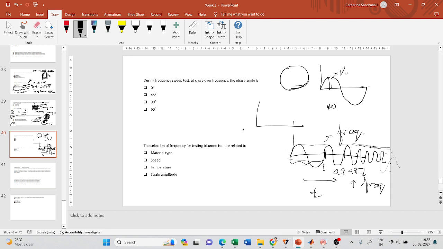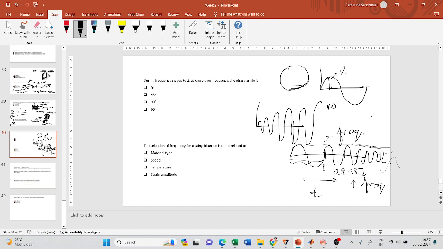Or I can subject it to an amplitude sweep experiment. In an amplitude sweep, I will keep the frequency as a constant and I will keep changing the amplitude. So the amplitude keeps increasing. This is called an amplitude sweep experiment. So I can play around with these two values and perform either an amplitude sweep test or a frequency sweep test.